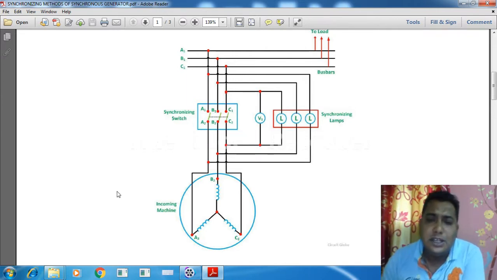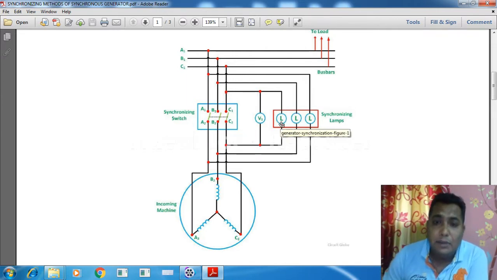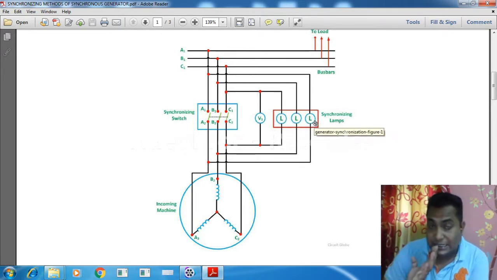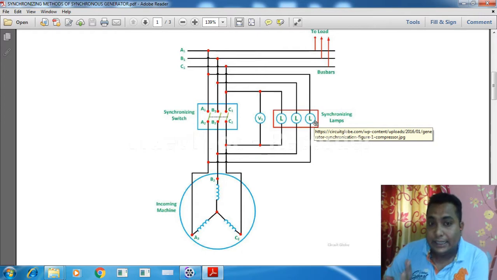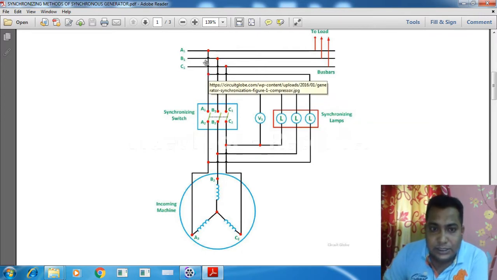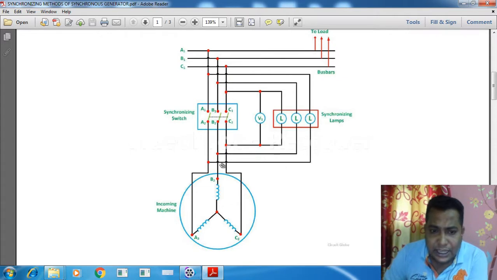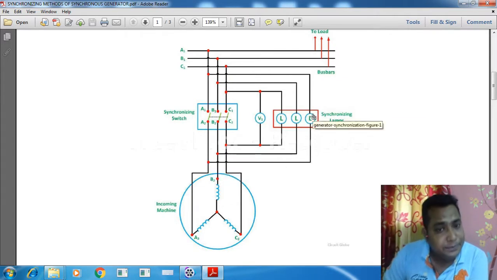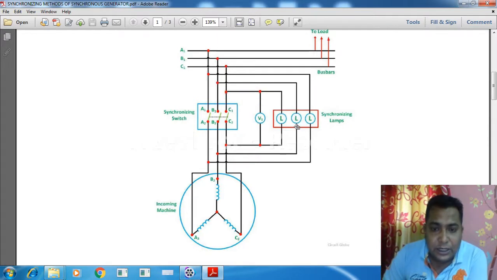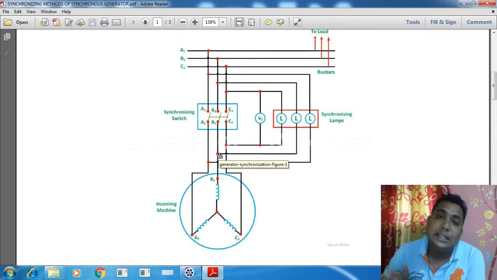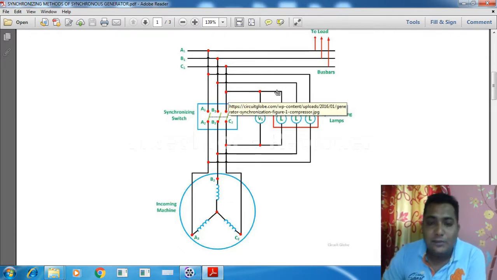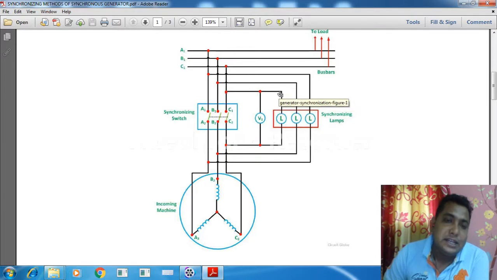So these are the three lamps, say L1, L2, L3. Follow my pointer. Let us see how they are connected. This is the A1 phase. With the A1 phase, this A2 phase is connected through a lamp. B1 is connected to a lamp, and that is connected to B2. So B1 and B2 have a lamp in between, and obviously C1 is connected with C2 through a lamp.